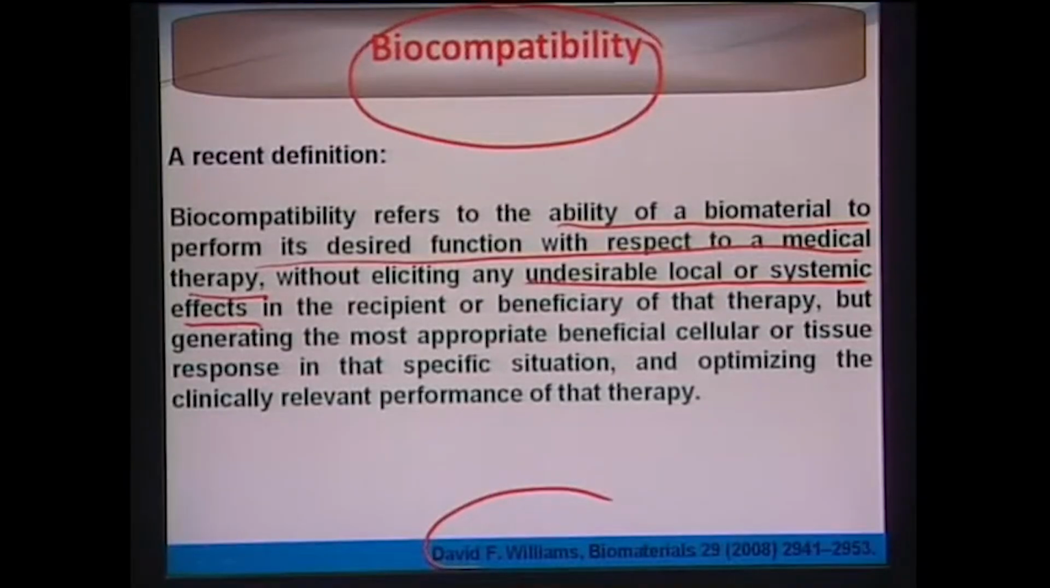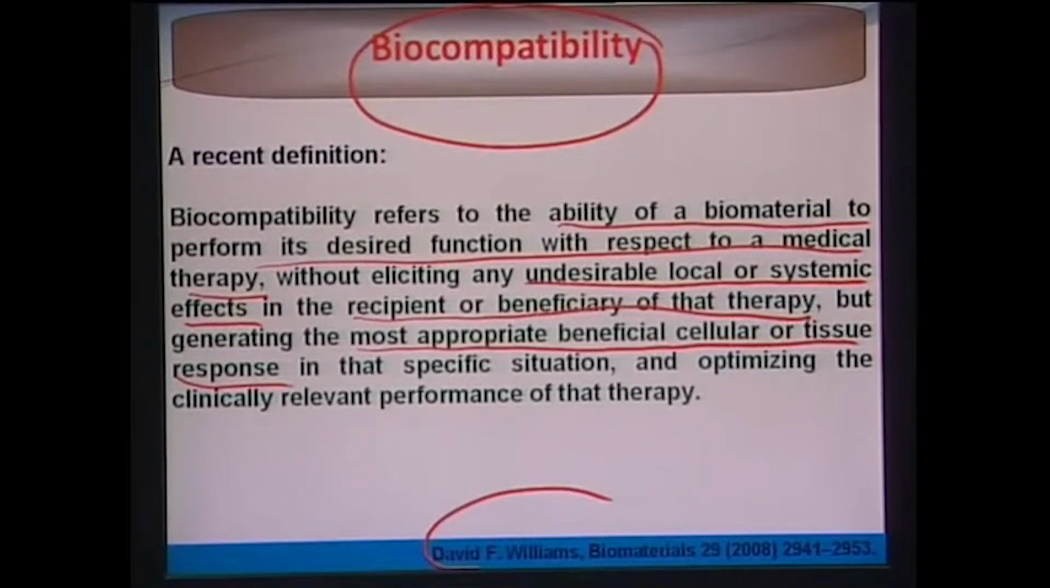Now those details I have already discussed in detail. In the recipient or beneficiary of the therapy, who is the recipient or beneficiary? That is the human being. But generating the most appropriate beneficial cellular or tissue response. Most appropriate beneficial cellular or tissue response means how these cells will behave when they come in contact with the biomaterials. That is what is meant by the most appropriate beneficial cellular or tissue response.